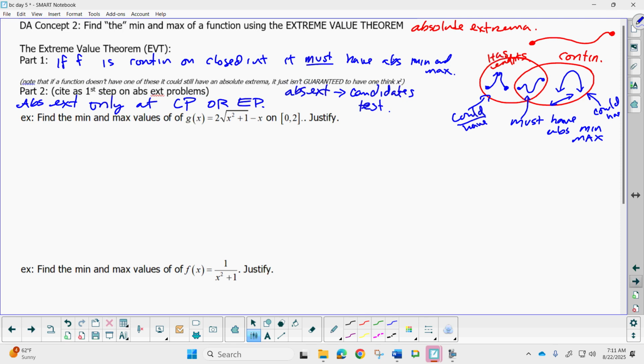So let me walk you through how I would do this, and hopefully your work looks something like it. Find the min and max of g of x on 0 to 2. It says the min, not a min, the min. Now that word, that's pretty strong. That small little article actually means you're looking for absolute extrema, not relative, absolute. And so right away, this might be different here. I require you to cite the EVT.